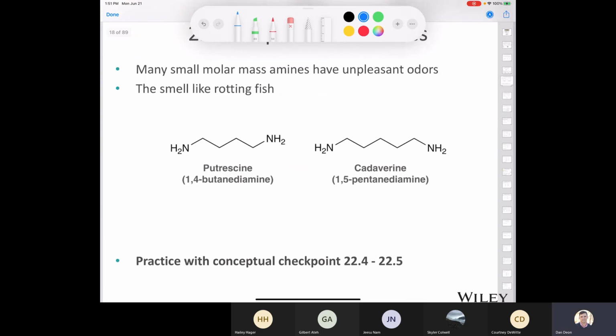There are many small molar mass amines, as I told you before I even started recording this video today. They have really unpleasant odors, okay? Really stinky smells. It smells like rotting fish. Here are a couple examples. Putrescine, you've all heard the word putrid before. So putrescine and cadaverine, if you've ever smelled the odor of decomposing flesh or a cadaver maybe in the biology lab or in the anatomy lab, you might have smelled cadaverine.